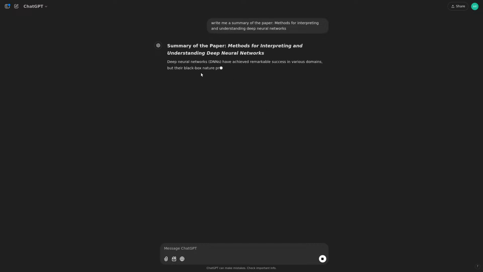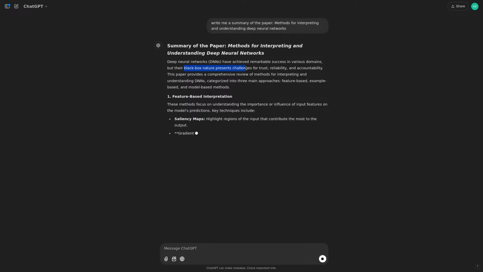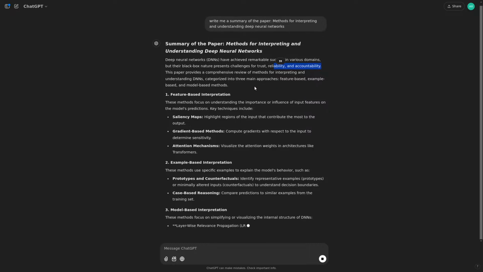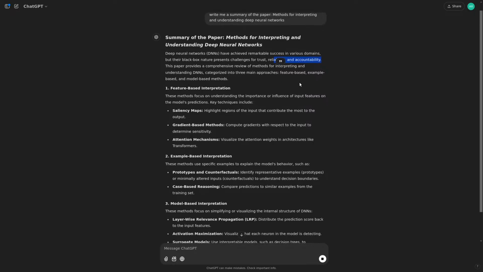Methods for interpreting and understanding deep neural networks. Deep neural networks have achieved remarkable success in various domains, but their black box nature presents challenges of trust, reliability, and accountability. This paper provides a comprehensive review of methods for interpreting and understanding deep neural networks, categorizing them into three main approaches: feature-based, example-based, and model-based. Feature-based methods focus on understanding the importance or influence of input features on the model's prediction.